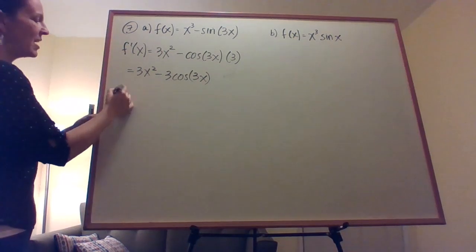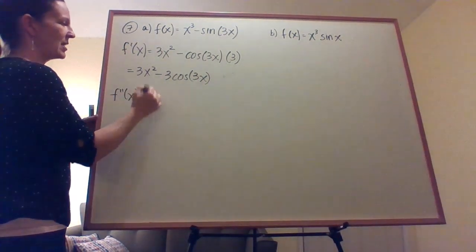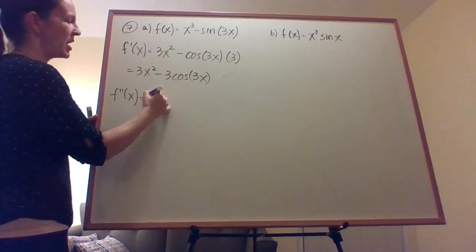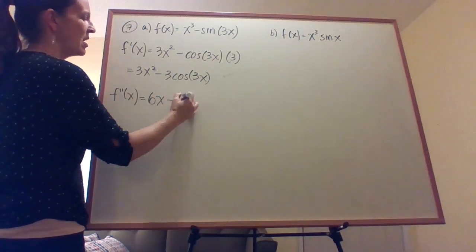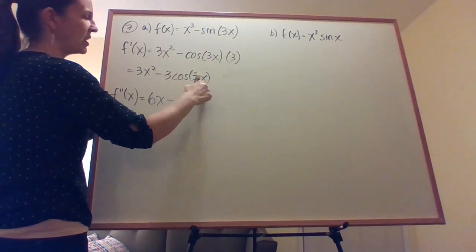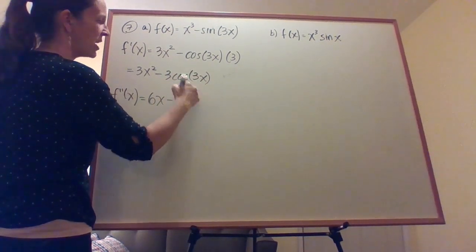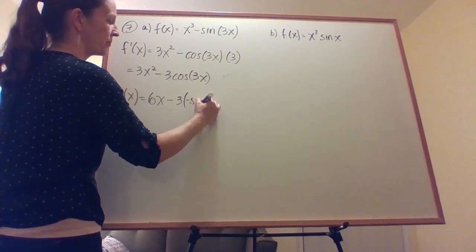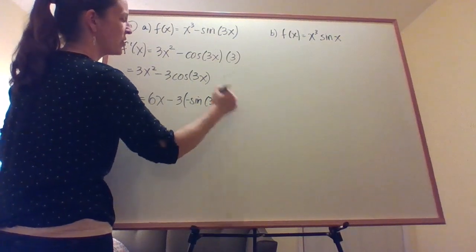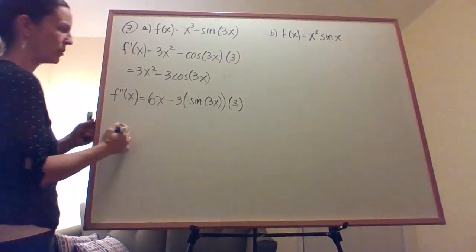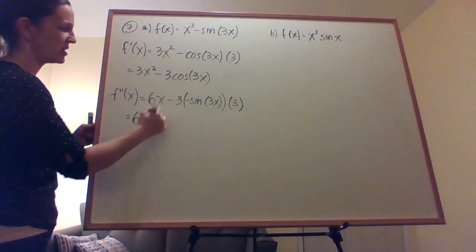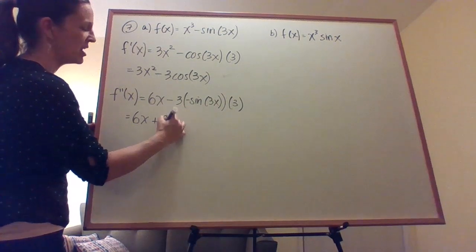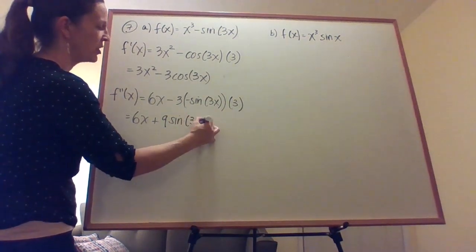Then I need to take the second derivative of that. Again, these are still 2 separate terms, so I take their derivative separately. Derivative of 3x squared is going to be 6x minus the derivative of 3 cosine 3x, which is going to be 3 times the derivative of cosine, which is negative sine 3x, times the derivative of 3x again, which is 3. Clean that up a little bit and I end up with 6x minus, that negative is going to become a plus, 3 times 3, plus 9 sine of 3x.